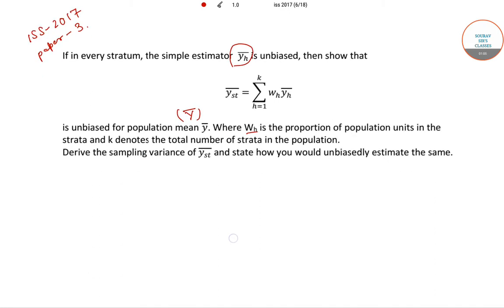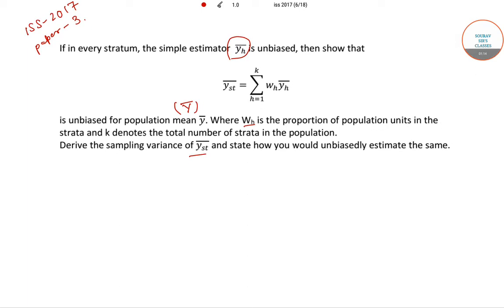After this, we have to derive the sampling variance for ȳst and state how we would unbiasedly estimate the same.